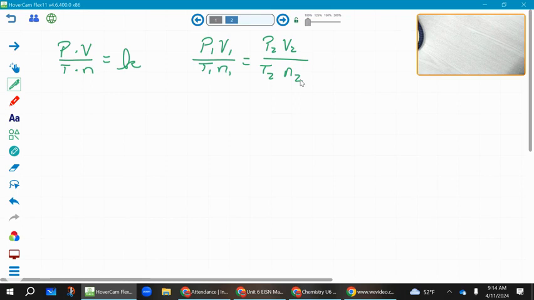STP gives us a what and a what? A pressure and a temperature. And then if we know the volume, we could know how many moles. So that would be all four of them? All four. So give me a standard pressure. 760 mmHg.